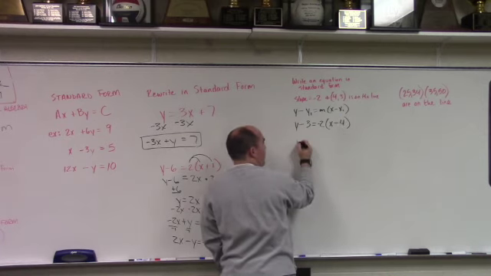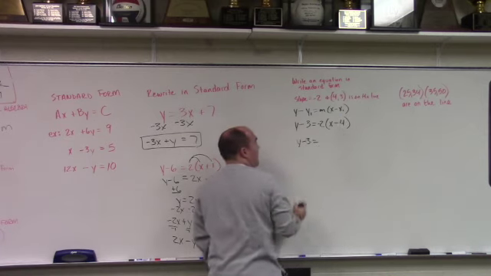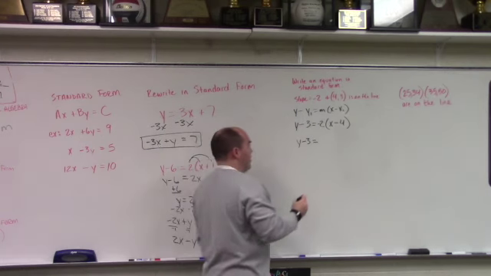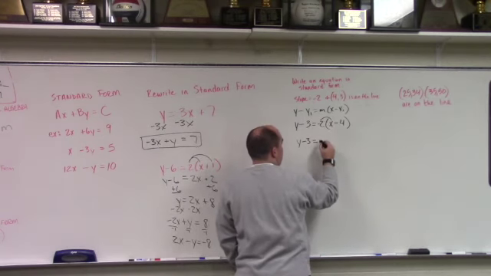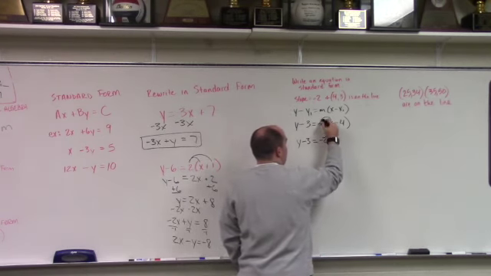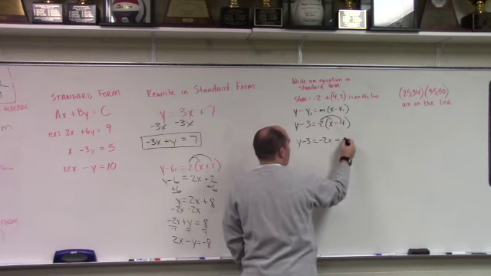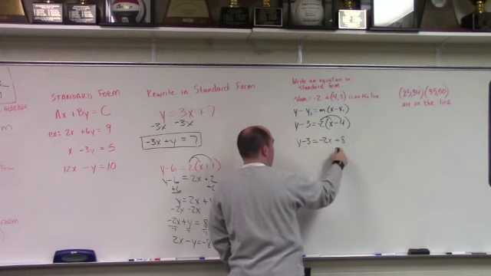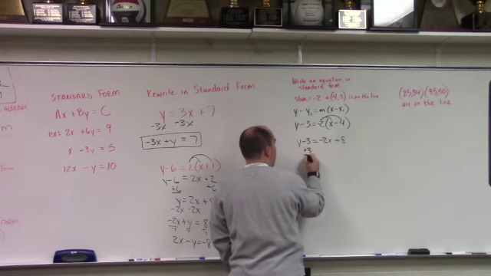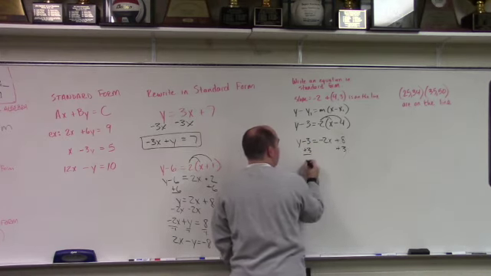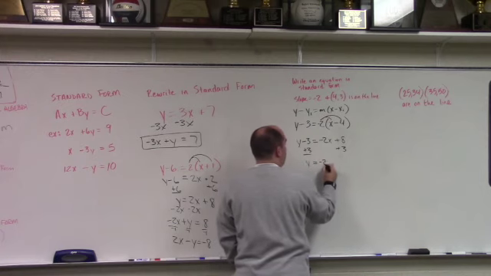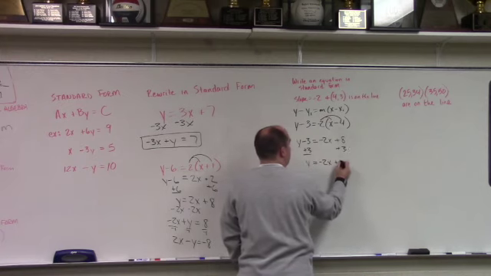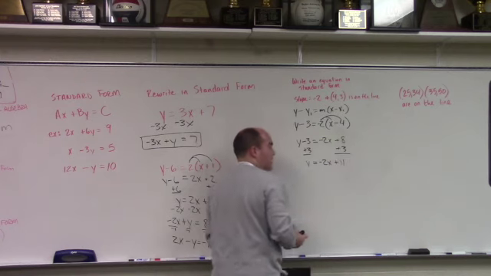So I would do the distributive property with the negative 2. So negative 2 times the x is negative 2x. Negative 2 times the negative 4 is positive 8. Alright, I want to get this minus 3 moved over here, so I'm going to add 3 to both sides. I'm going to get y equals negative 2x plus 11, because 8 plus 3 is 11.